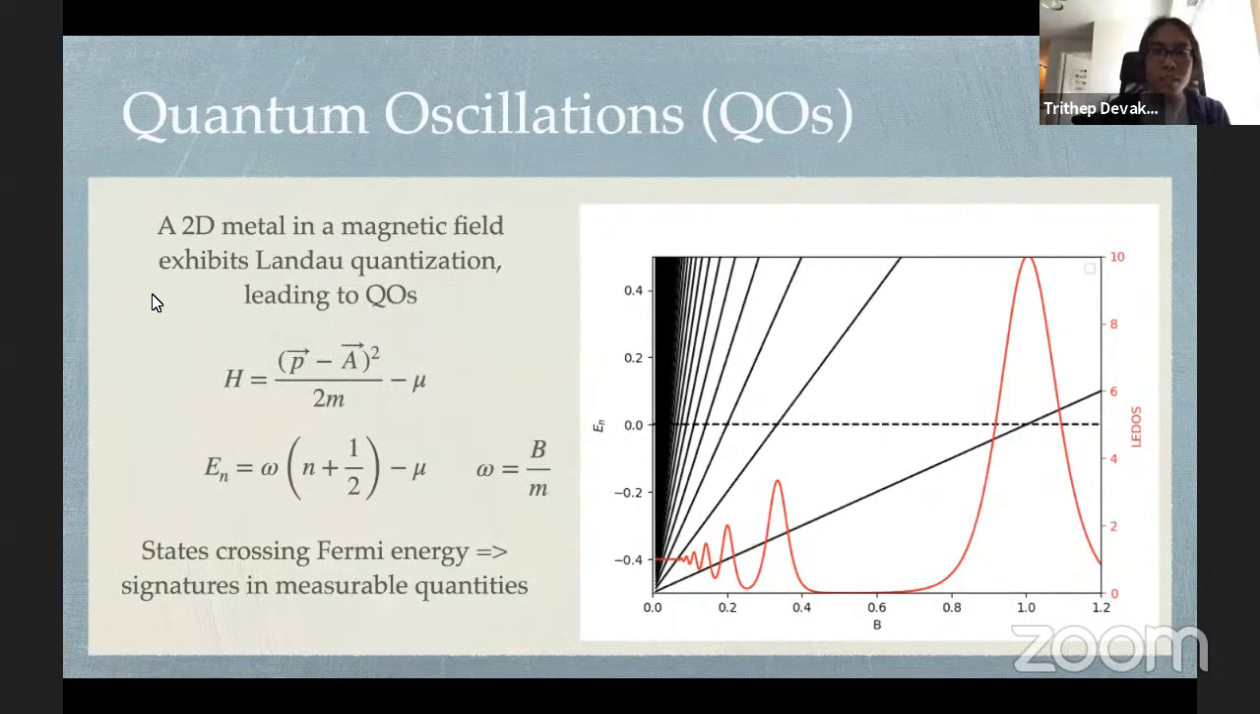introducing quantum oscillations. So when we have a metal, a 2D metal for simplicity, in a magnetic field, it, as we all know, is given by this Hamiltonian, it's just p squared over 2m. You have some chemical potential, and you have a magnetic field. It's a standard procedure to solve this Hamiltonian, and you find that the energy splits up into a bunch of Landau levels indexed by some integer n. Here, omega is the cyclotron frequency, b over m. And if you look at the spectrum, here, the black lines are the energy levels as a function of magnetic field.